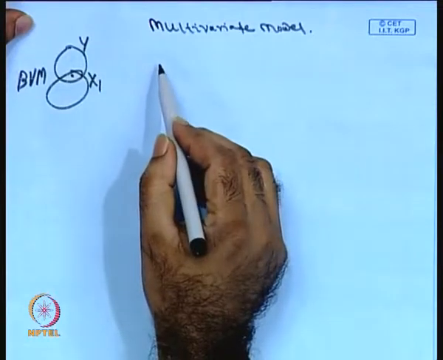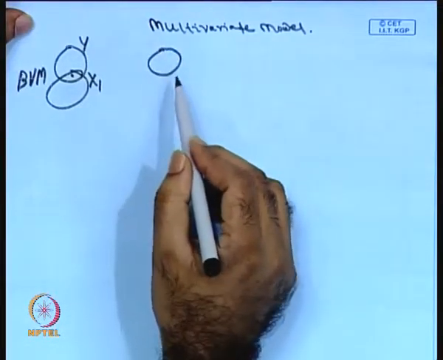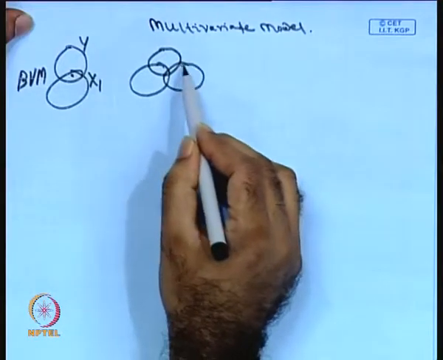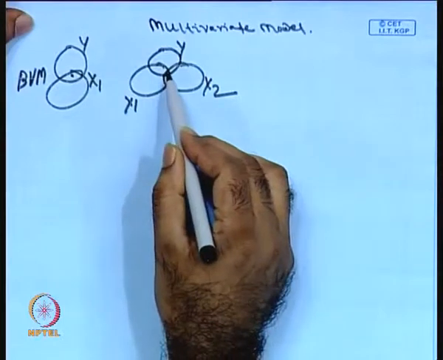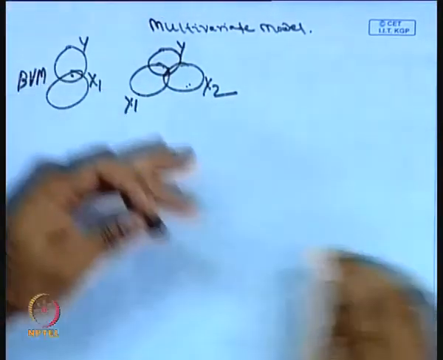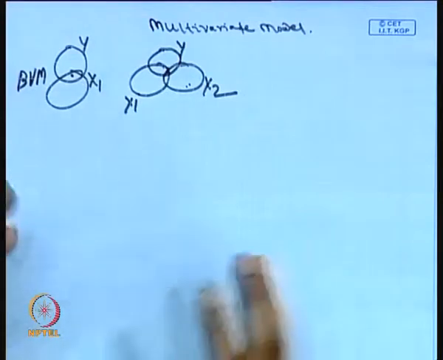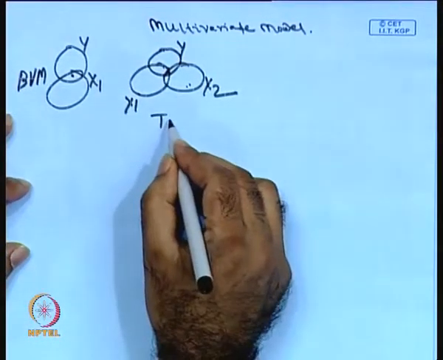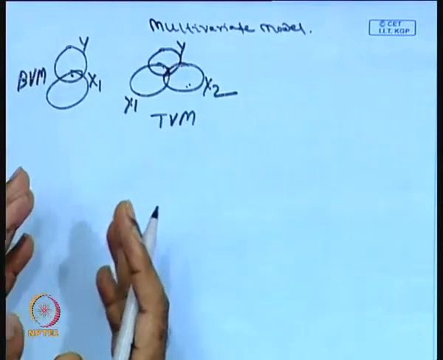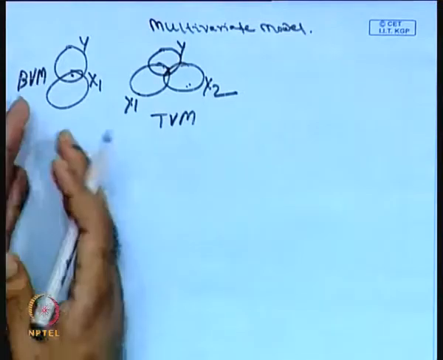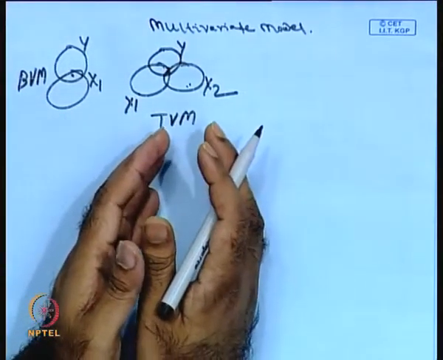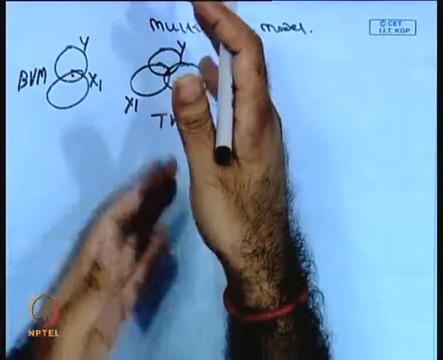Now, in the case of trivariate, we have one dependent variable y and two independent variables x1 and x2. We would like to know how x1 and x2 influence y. This is the case of trivariate modeling. Here there are two independent variables and we would like to know what is the influence of the two independent variables on the dependent variable.